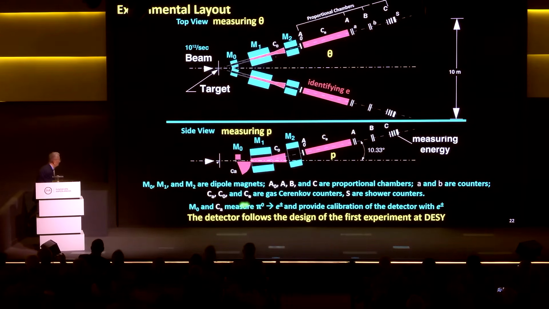Then we have a way to calibrate the detector. If you want a rejection of 10 to the 10, you must always know where you are, and therefore we have a calibration. The calibration is to put a magnet very, very close to the target, and you measure pi 0 to e plus e minus decay. So this follows the same design as the first experiment at DG.